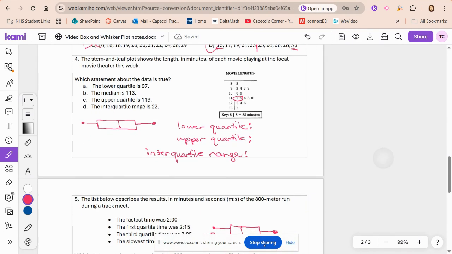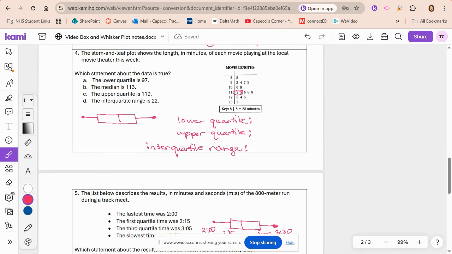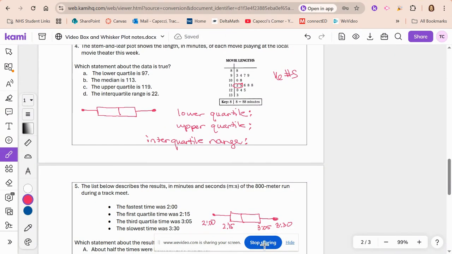Okay, pulling in the next question, the stem and leaf plot, which we've always talked about. It says it shows the length in minutes of each movie playing at the local movie theater this week. Which statement about the data is true? Anytime you see this information, you always have to start with the median. So I do notice that there's 16 numbers. So my middle values are right here between the 2 and the 5. So it's 112 plus 125. I divide that by 2, and my median is going to be 113.5.